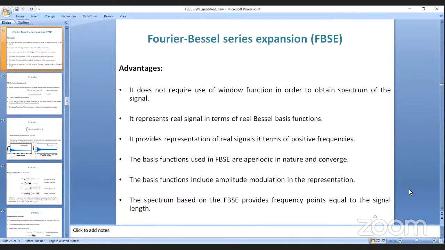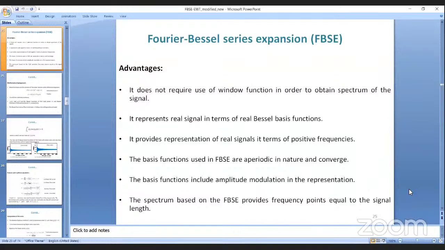And this Fourier-Bessel series expansion actually represents a real signal in terms of real Bessel basis functions. Like in the case of the Fourier transform, our basis functions are complex, and even if your signal is real, you are representing the signal in terms of complex basis functions. But here your basis functions are real. And this FBSE helps us to provide a representation of a real signal in terms of positive frequency. On the other hand, in Fourier transform, you have both kinds of frequency, positive and negative.